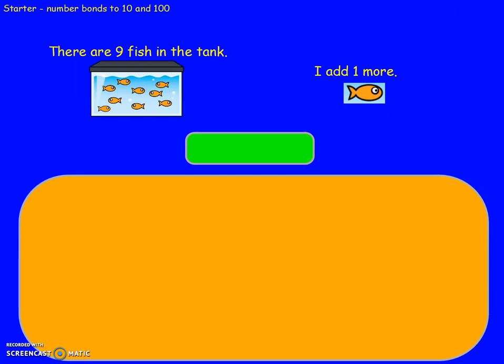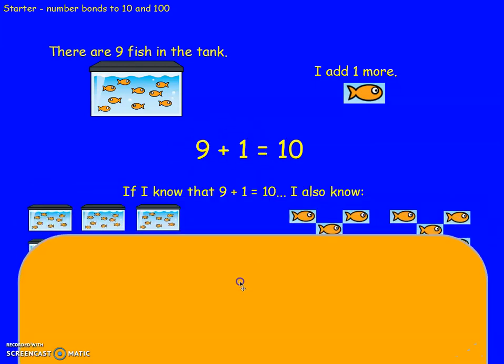So to start off today, we're going to have a look at number bonds to 10 and 100. You guys are going to be really good at this. So have a look at this. There's 9 fish in the tank. I add 1 more. How many will I have? 9 plus 1 is 10. So 9 and 1 is a number bond to make 10.